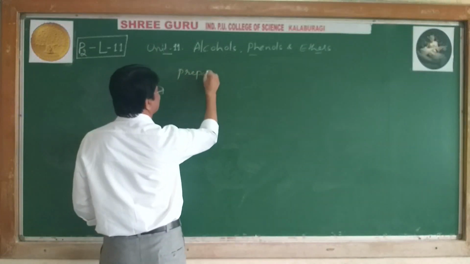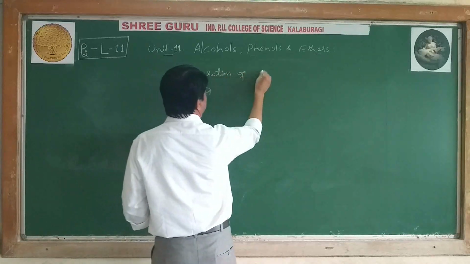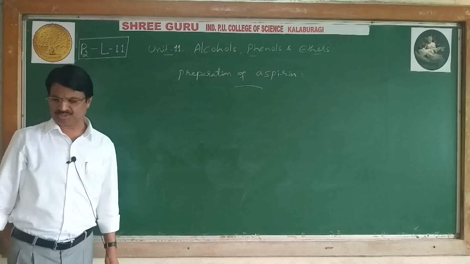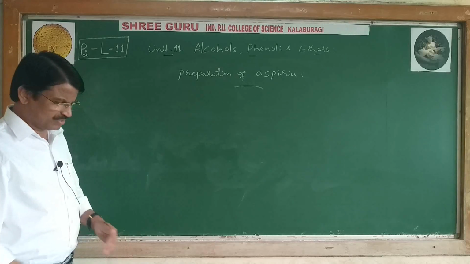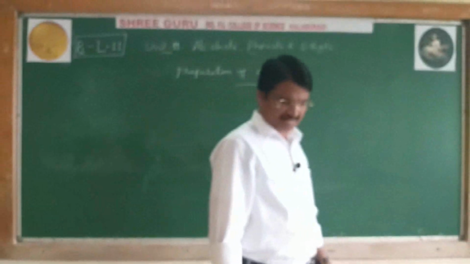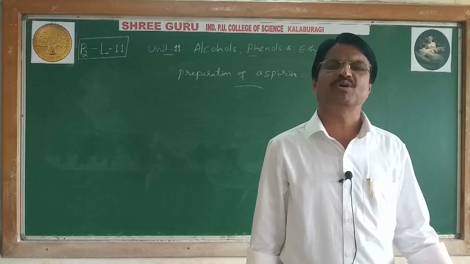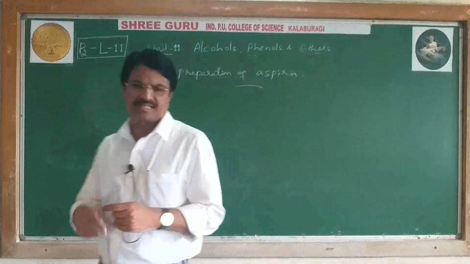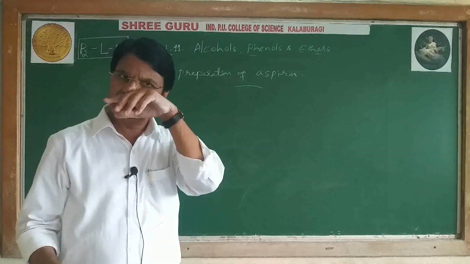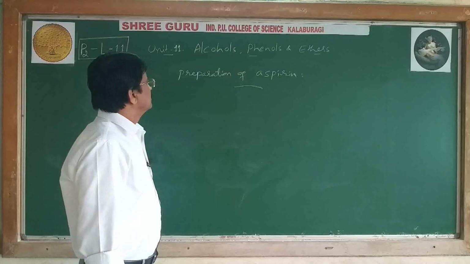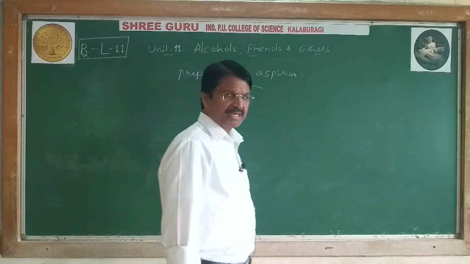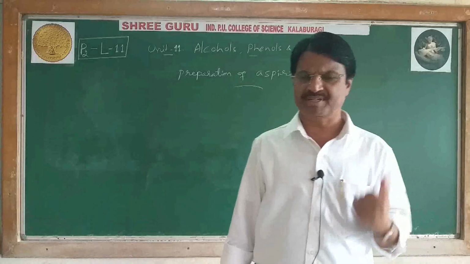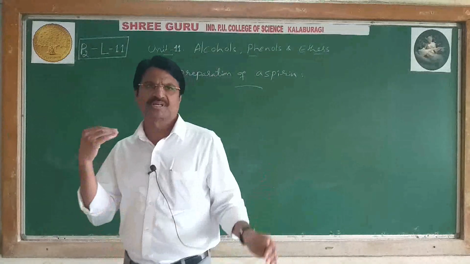Preparation of aspirin. It is a medicine, aspirin, acetyl salicylic acid or 2-acetoxybenzoic acid. That is the IUPAC name of aspirin. It is a white solid, and it can act as an antipyretic and also an analgesic. So it can be used to lower the body temperature during fever, and also to lower body pain.